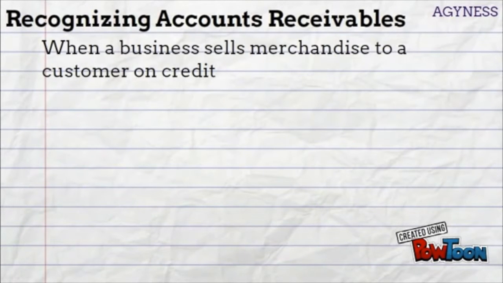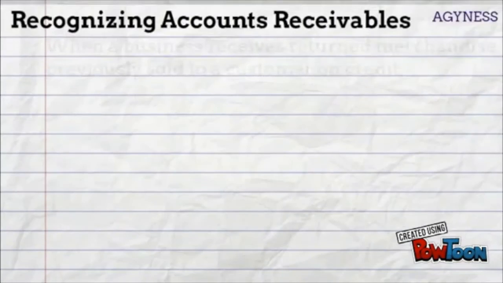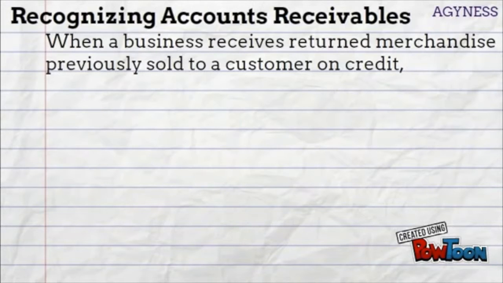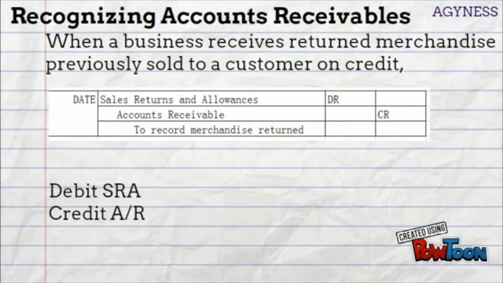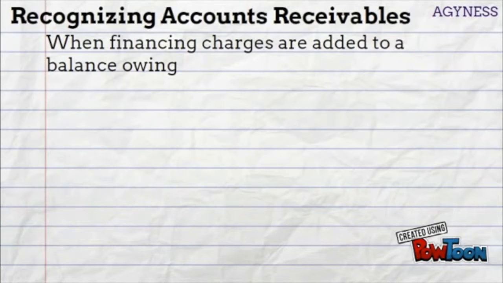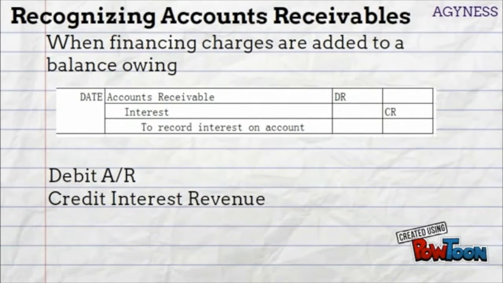When a business sells merchandise to a customer on credit, debit accounts receivable, credit sales. When a business receives returned merchandise previously sold to a customer on credit, debit sales returns and allowances, credit accounts receivable. When financing charges are added to a balance owing, debit accounts receivable, credit interest revenue.